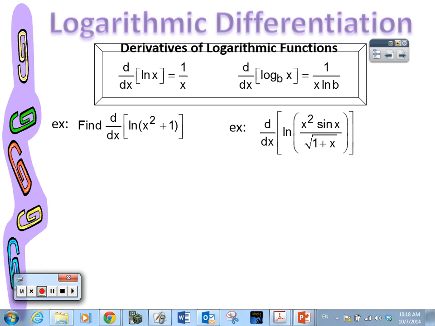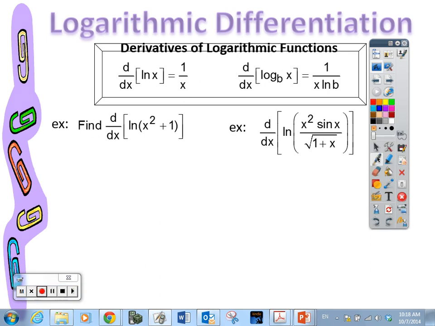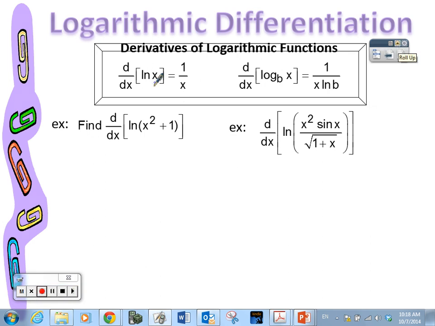We have the derivative of ln x is 1 over x. Notice that it's just an x. If it were anything other than an x, we would have to chain it. Right? If it was the derivative of ln of 3x, it'd be 1 over 3x times the derivative of 3x. We'd have to chain it. So just keep that in mind. If it's just plain old ln x, it's 1 over x.